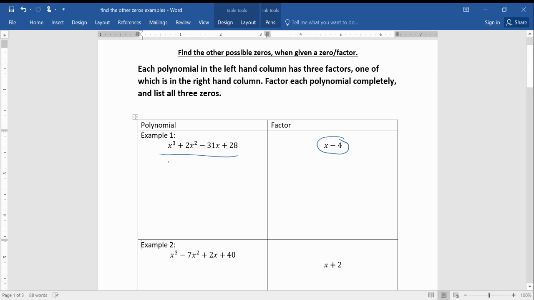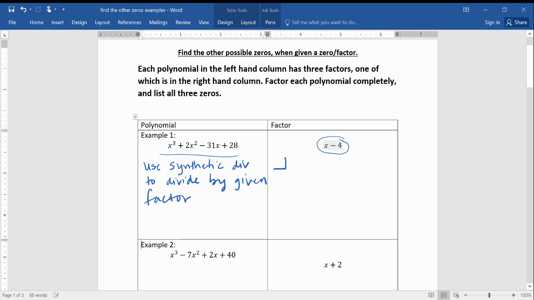So if you're writing notes, what you need to do is make a note of what we're going to do. We're going to use synthetic division to divide by the given factor. And that's the one that's over here in the right-hand column, the x minus 4, okay? We're going to use synthetic division to divide that polynomial by the given factor, and we're going to see what's left over. All right, so let's go over here and do this.